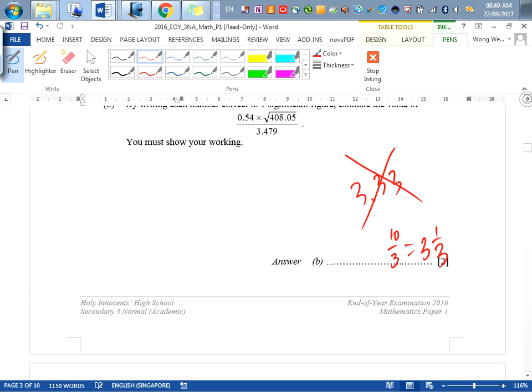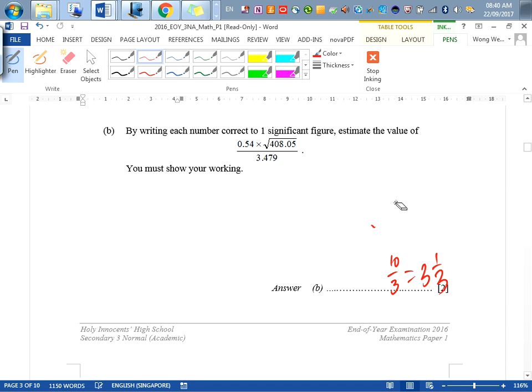Okay, let's see. By writing each number correct to 1 SF, estimate the value. Okay, so this is approximately equals to 0.5 times square root of 400 divided by 3. 1 SF, right? Everything 1 SF. Because 408.05, here we have 5 SF. If I round it off to 1 SF, it will be 400.